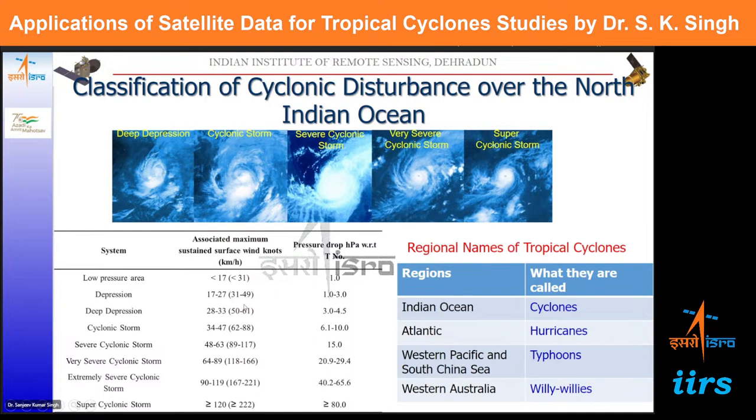Also there is a regional name for the tropical cyclone. Over the Indian Ocean we call it a cyclone. If you look at the Atlantic Ocean, it is called a hurricane. In the Western Pacific and South China Sea, it is called a typhoon. And over Western Australia, it is called willy-willies.